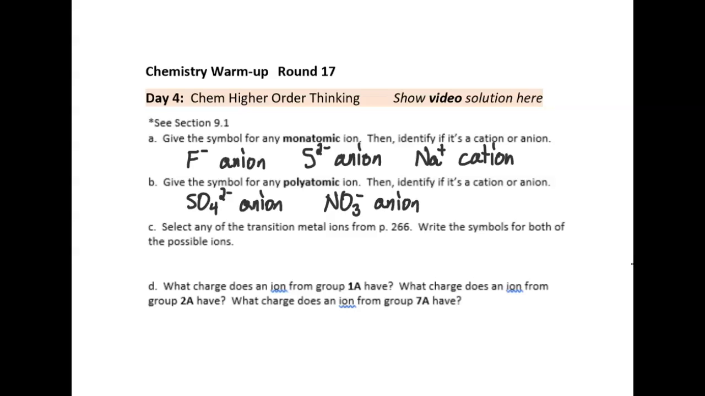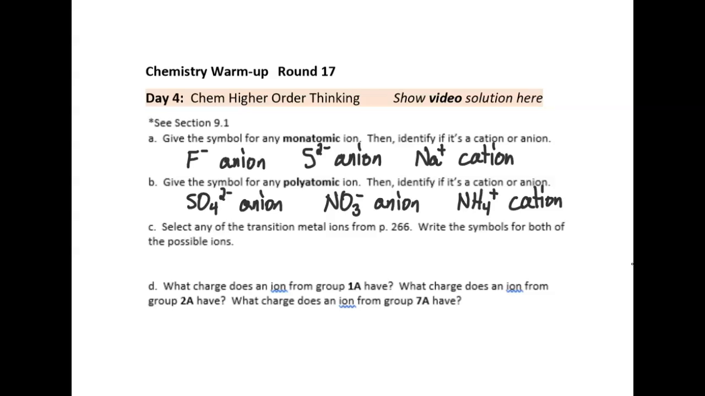There is one cation on the page 268 chart. That's NH4 with a +1 charge. That's ammonium. That's a cation because it has a positive charge. So again, we only needed one example. Here's 3 examples. Question C. Select any of the transition metal ions from page 266.